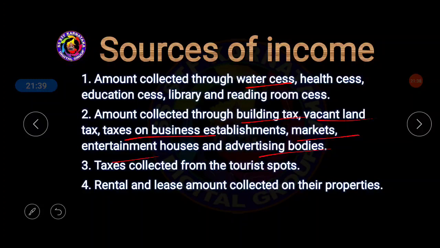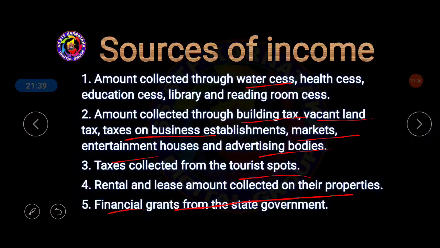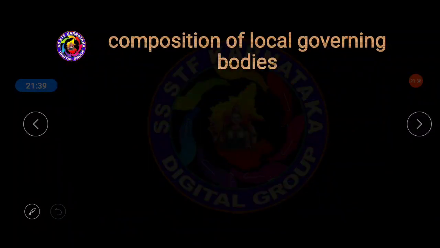And tax collected from tourist spots, rental and lease amounts collected on government-related property, and financial grants from the state government and central government. So these are the important things that we should understand.